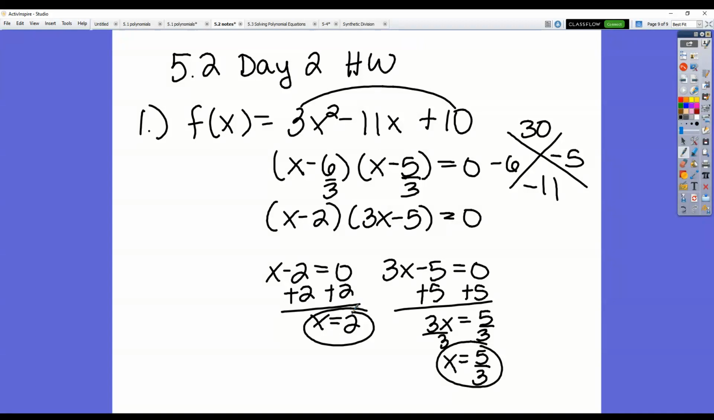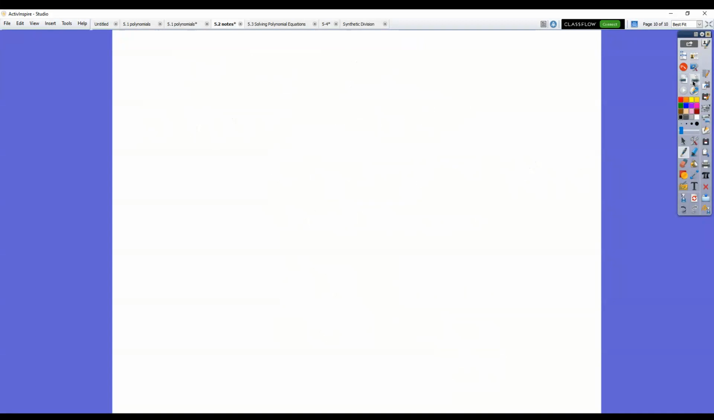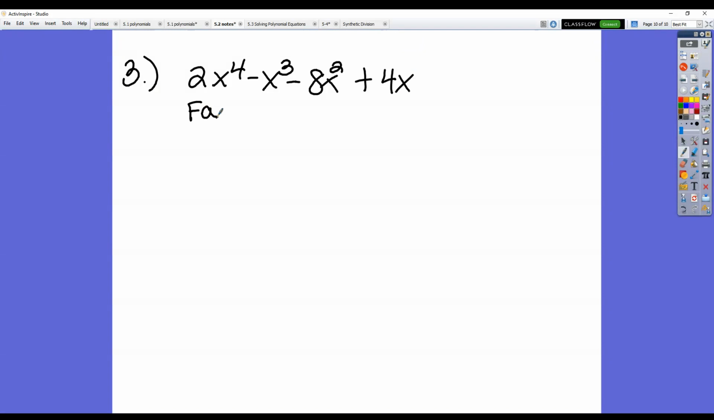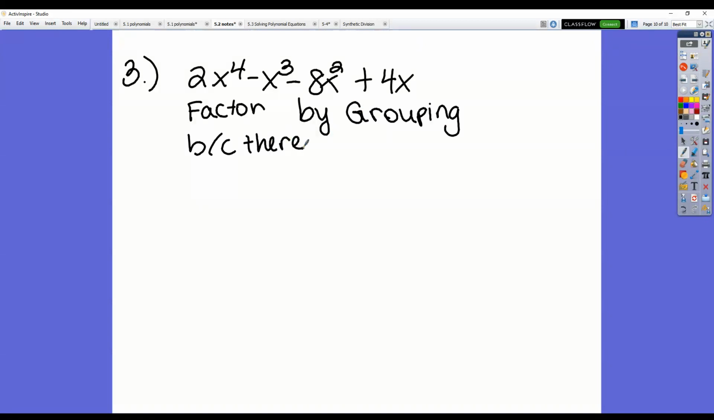The other problem, we'll look at a couple. On number 3, I'll just give you a hint, factor by grouping, because you have 4 terms. On 5, I want to walk through 5 with you.